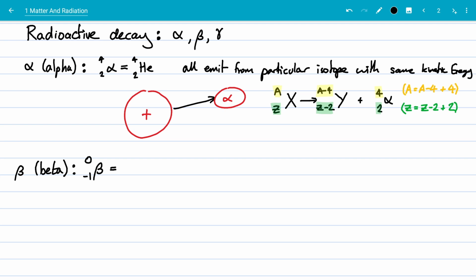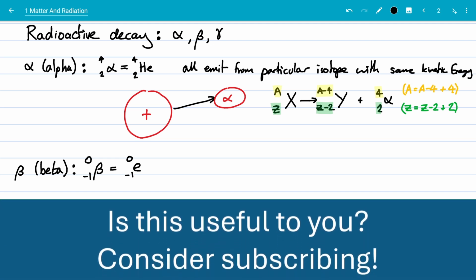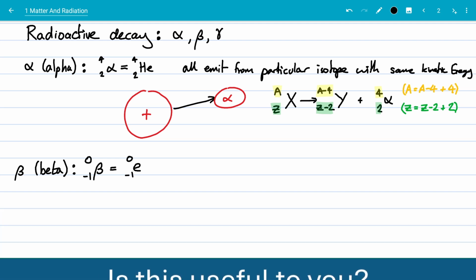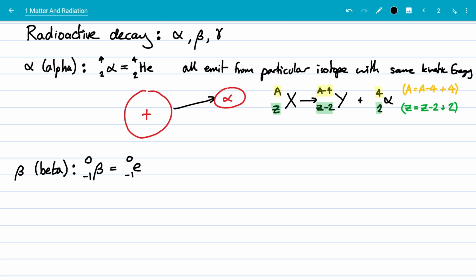That is equivalent to an electron. It is an electron. Now, obviously, an electron doesn't contain -1 protons, but it makes the numbers work, so we stick with it. Now, these have a range of kinetic energies up to a maximum.